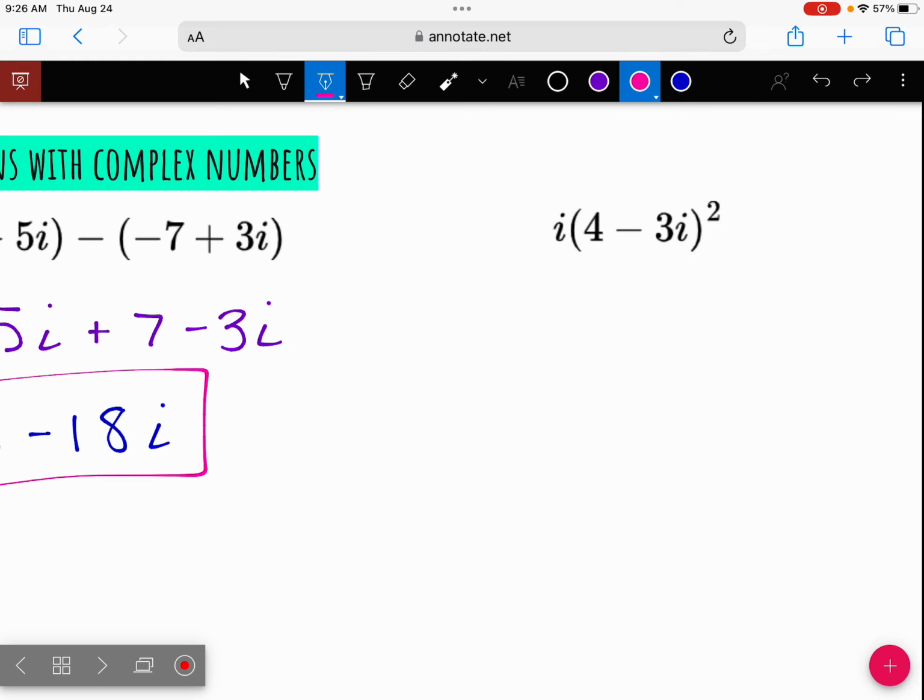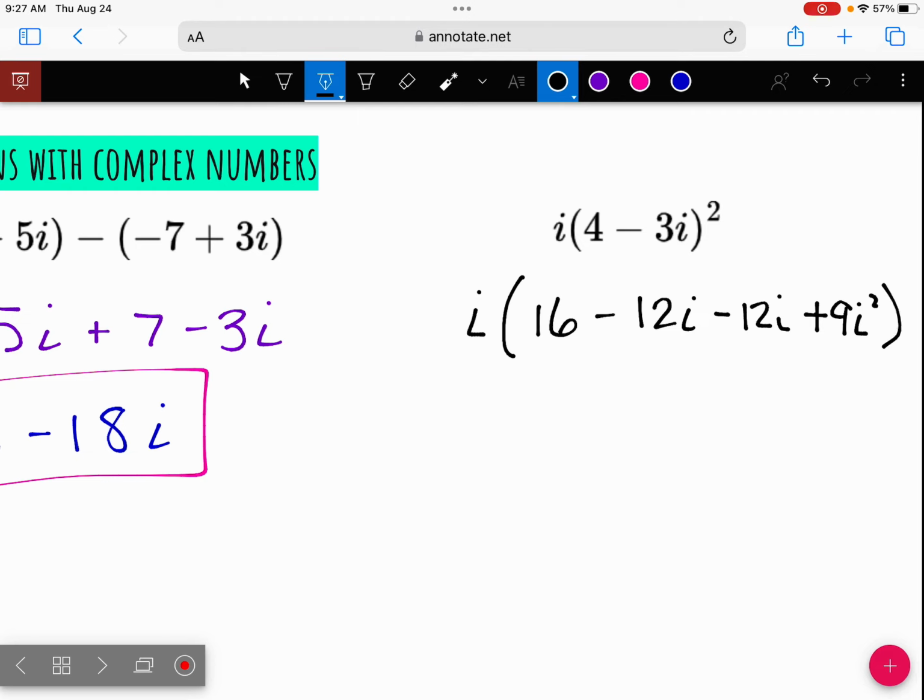This one's going to have extra steps because I have i times this thing squared. So I'm going to do my exponent first. 4 times 4 is 16, minus 12i, minus 12i, plus 9i squared. If we need to write that out as binomial multiplication first, that's fine. If we can start to do them closer to in the head or with fewer steps, it'll save us time in the long run.